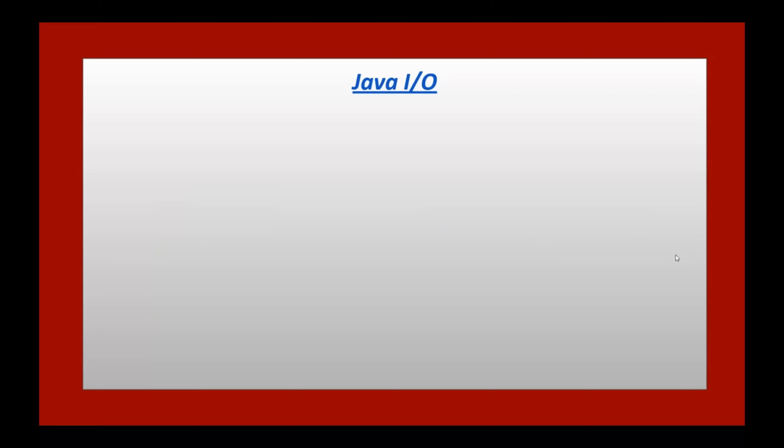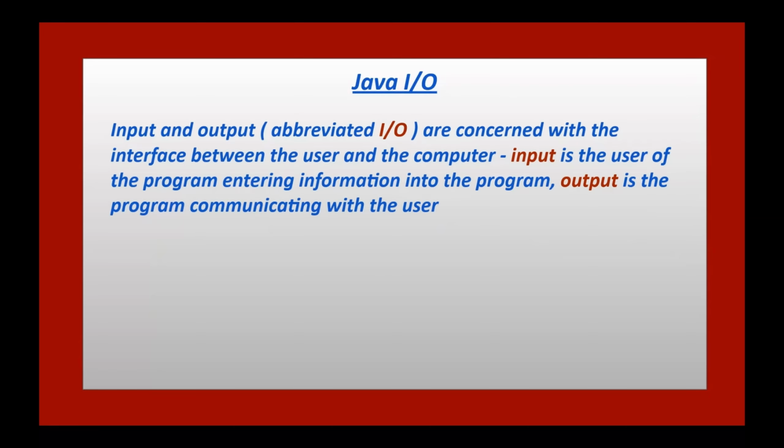Discussing Java input output generally. Input and output, abbreviated I/O, are concerned with the interface between the user and the running program, the computer. Input is the user of the program entering information into the running program. Output is the program communicating with the user.